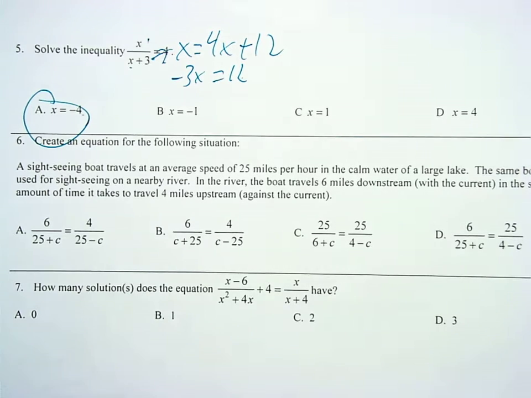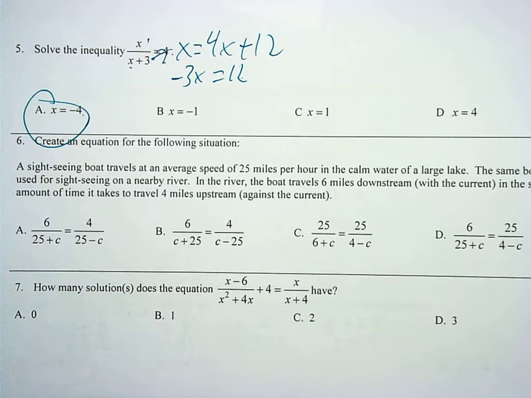All right, next question with the sightseeing boat. So the boat travels at 25 miles an hour. That's its speed in a calm lake. Now, if it's going up a river, the stream is pushing against it. If it's going downstream, the stream is pushing with it, making it go faster.